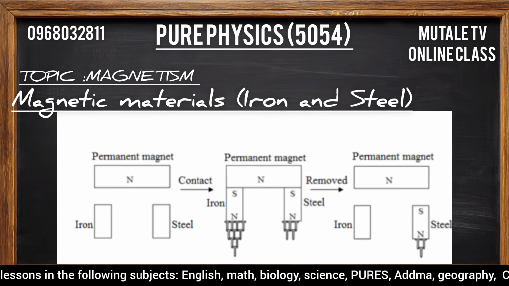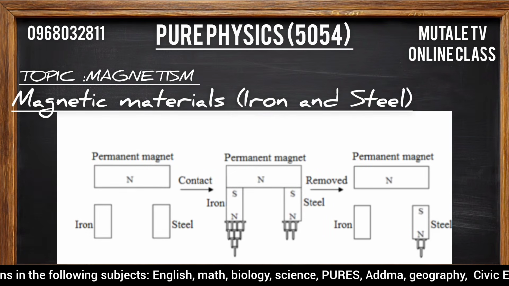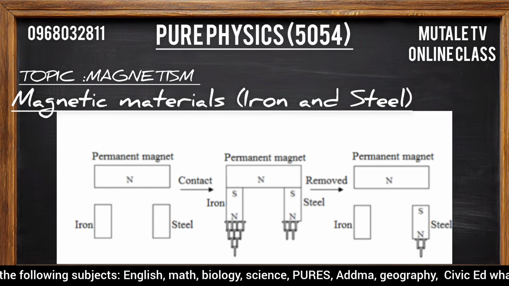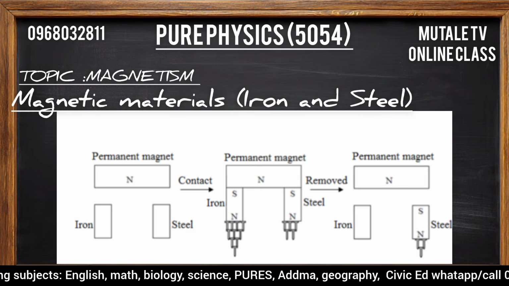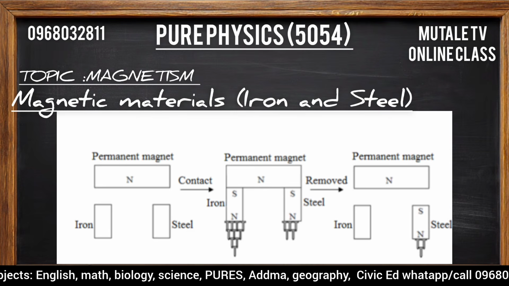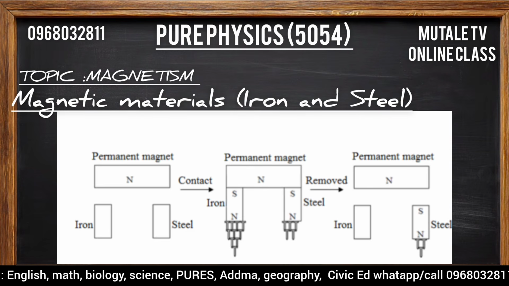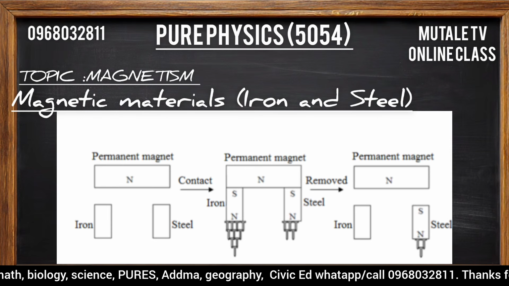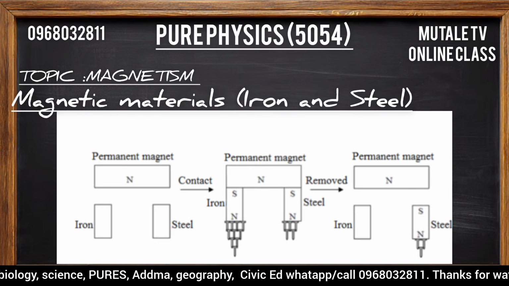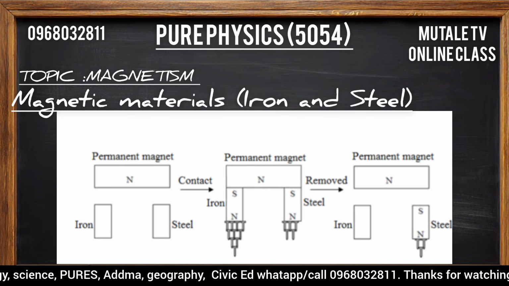If iron and steel are placed in contact with a permanent magnet, they are induced. Then they attract some small nails. Iron attracts more nails than steel. Then if they are removed from the permanent magnet, iron releases the nails soon, but steel keeps some nails.